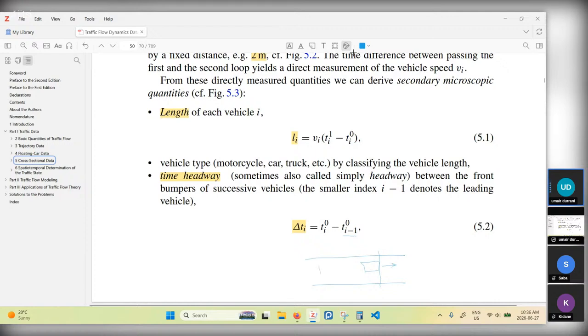Then whatever is the second vehicle, the follower to this vehicle, it also enters, and we determine that using T_i^0. So T_{i-1}^0 will give us when the front of the leader enters the loop, and T_i^0 will give us when the front of the follower enters the loop. The difference between them will give us time headway.